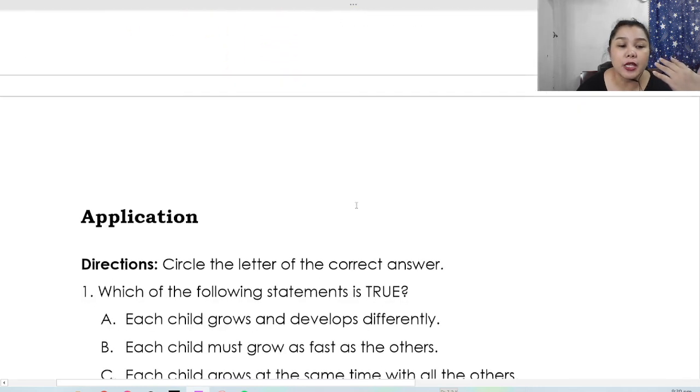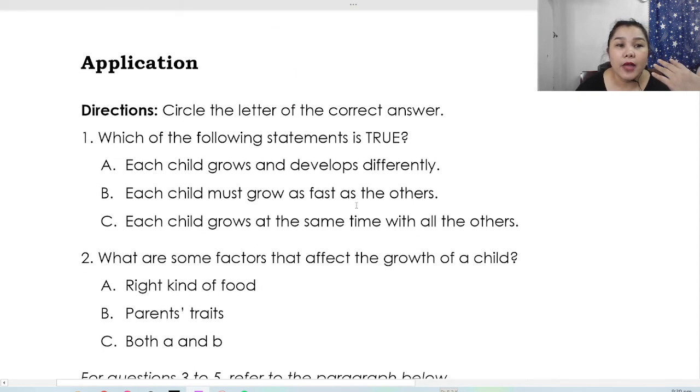Okay, let's proceed. So let's now have the application. For this activity, you need to circle the letter of the correct answer. You have choices A, B, or C. Circle. Kailangan makita ni teacher kung anong letter ang napili. Let's begin with number 1. Which of the following statements is true? We have A, B, C. It means one among those three is the correct statement.